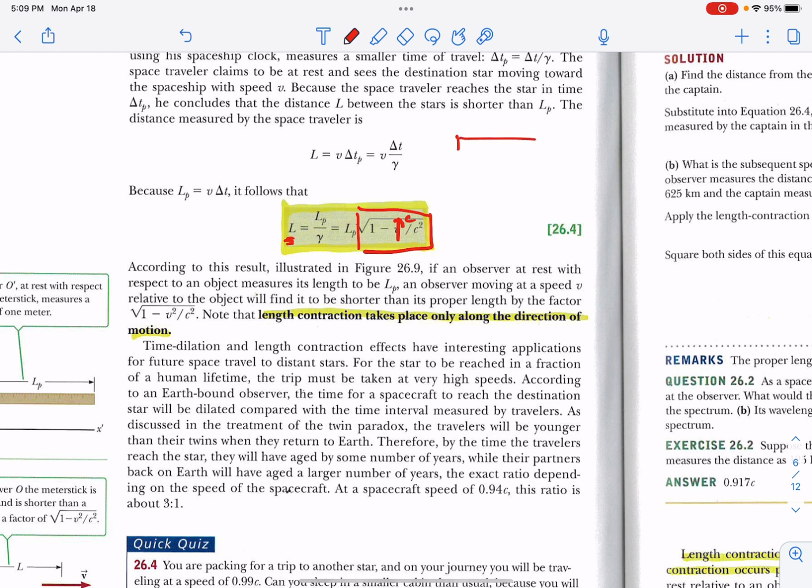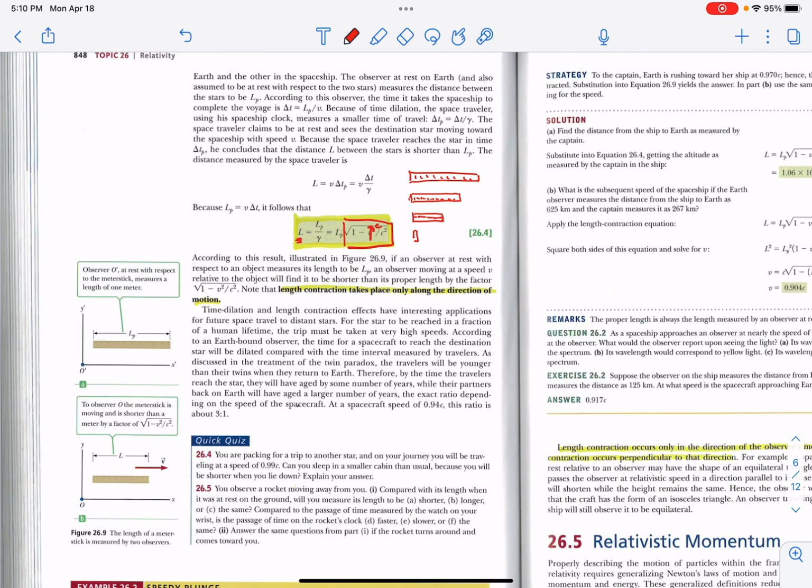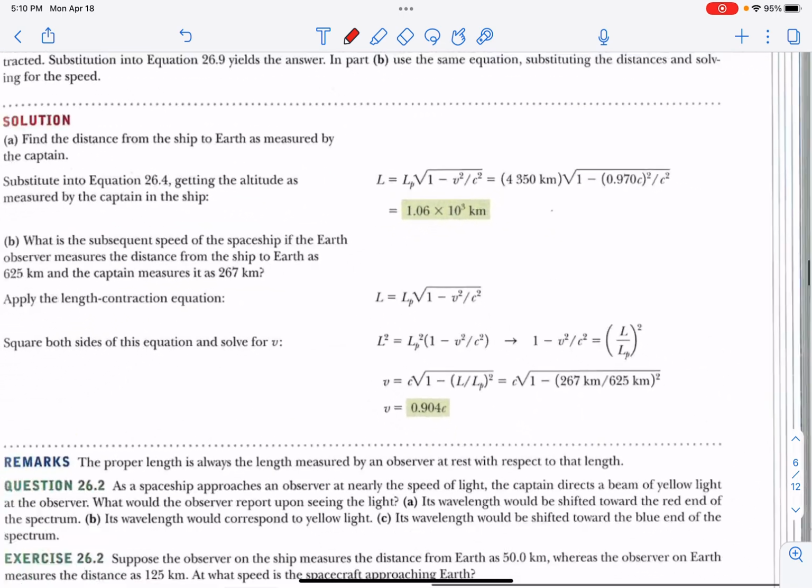So if we had a meter stick and we began to accelerate it towards the speed of light, its thickness or width wouldn't change, but its length would get smaller and smaller and smaller from the perspective of an observer. And it would still have 100 centimeters, but they'd be closer together per meter.